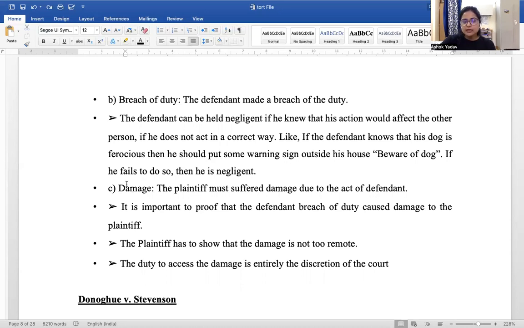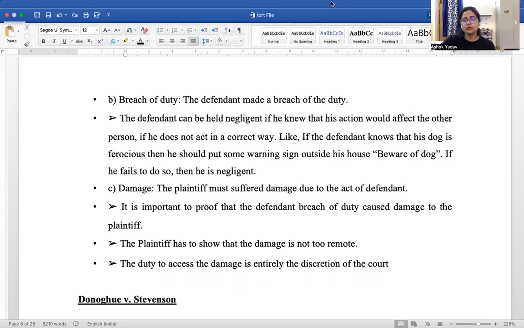And the third is damage. Some damage must have been caused to the plaintiff. So by damage, the plaintiff must have suffered some damage due to the act of defendant. So it is important to prove that the defendant's breach of duty caused some damage to the plaintiff. The plaintiff has to show that the damage is not too remote. The duty to assess the damage is entirely the discretion of the court.